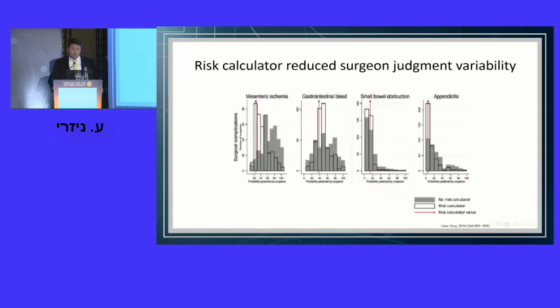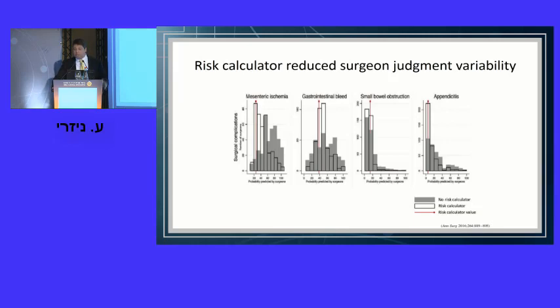And as you can see here, the gray bars are the control group, and you see the variability that we spoke about in the first place. And this red dot here is the value given by the calculator. So you see here that the group that was exposed to the risk calculator tended to be less heterogeneous, and the risk estimations are near the value given by the calculator. And generally speaking, the risk calculator reduced the risk estimation of the operation to the surgeon.